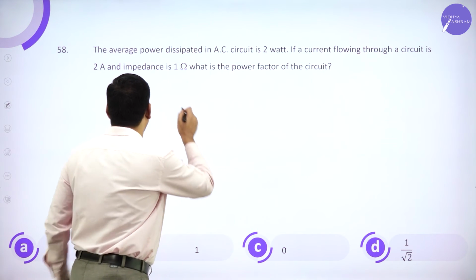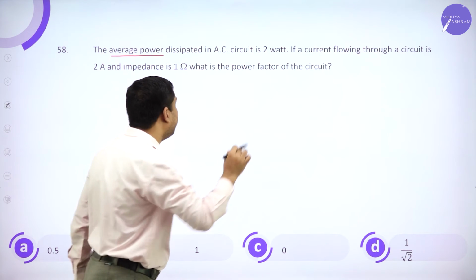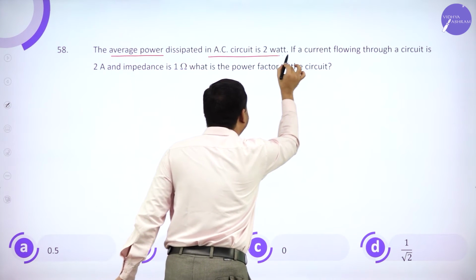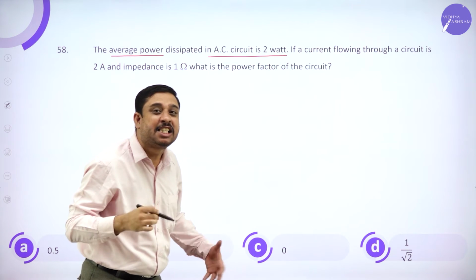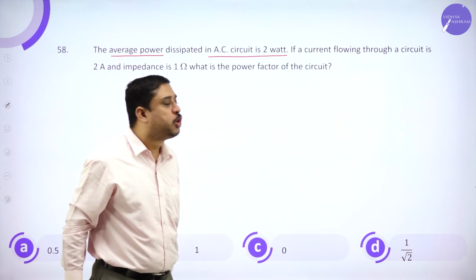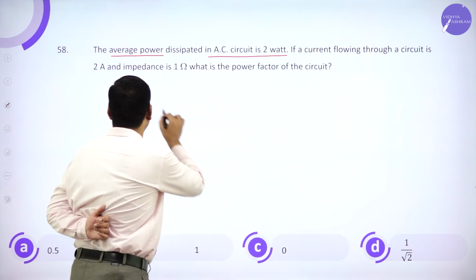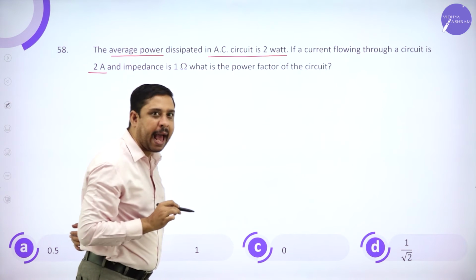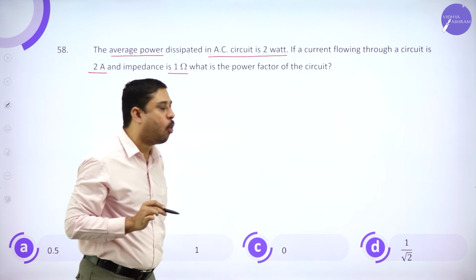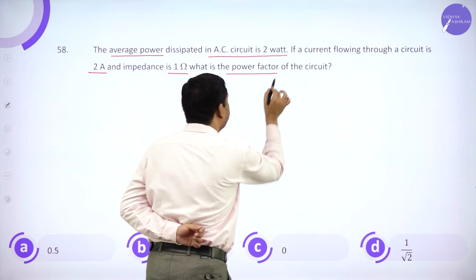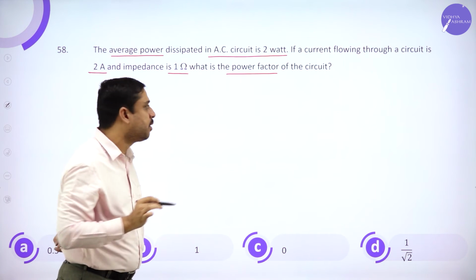Now the average power dissipated in an AC circuit is 2 watts. Average power. How much power is dissipated? 2 watts. If the current flowing through the circuit is 2 ampere and impedance is 1 ohm, power factor of the circuit has to be calculated.